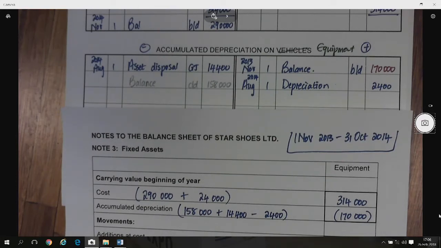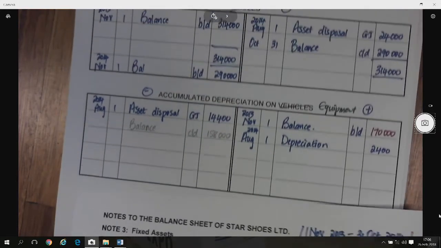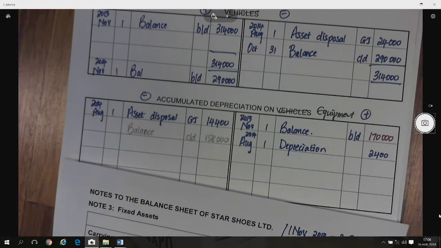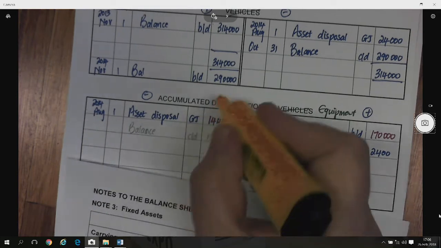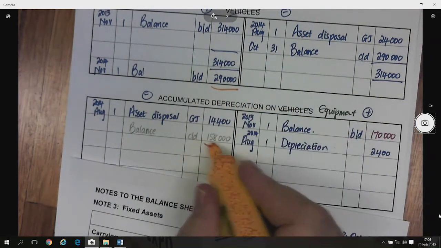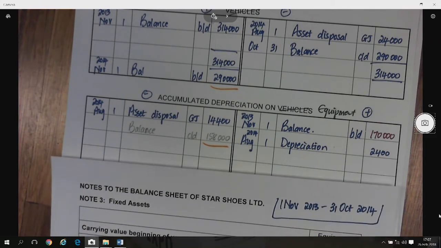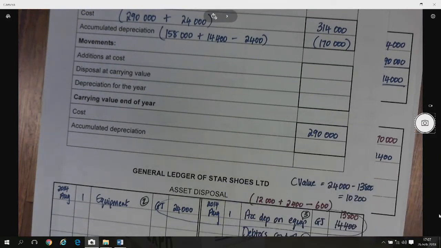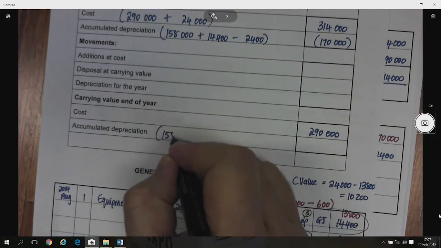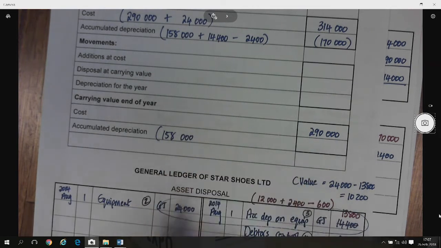Okay, please can you see that you cannot start with the 290 that's given, and you cannot start with the 158,000 that's given. Remember, we put the 290,000 there. I'm not going to put the 158 there because I know we must still do step 6.